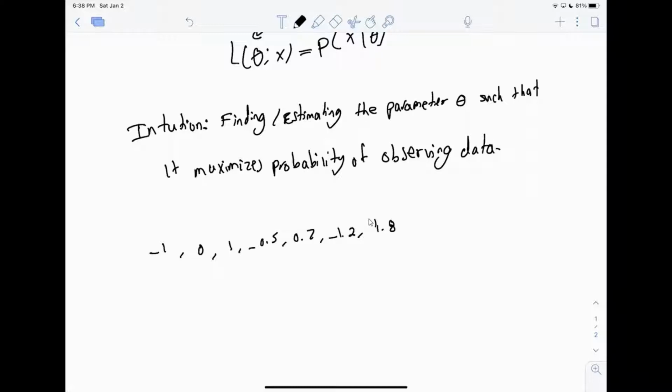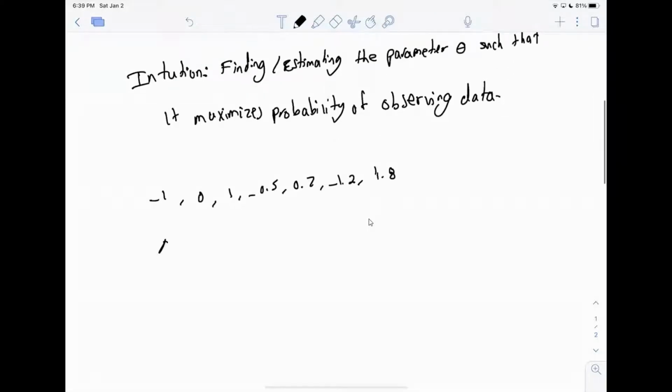So let's say one hypothesis is that mu is 0, the other hypothesis is that mu is 10. The question is which one maximizes the probability of observing this data? If you look at this data, 0 makes better sense. You have -1, 0, 1, -0.5, they're all around 0. 10 definitely doesn't make sense. So if you calculate the likelihood function with mu equal to 10, you will get lower values than with mu equal to 0. This is the idea behind maximum likelihood.